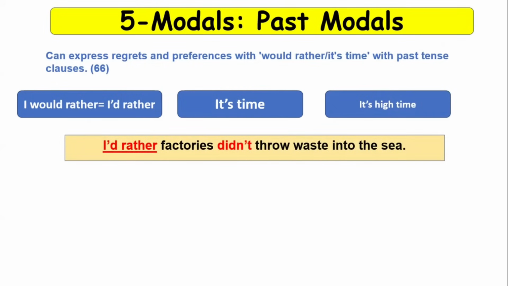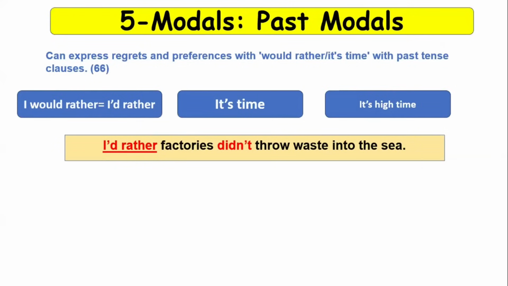Now, what do we have to notice about this one? What is the problem here? Not a problem actually, but you have to think like usually when I'm talking about something I'm hoping, which is not true, I usually use the tense in the past. So what is the truth now? Factories don't throw waste, and factories throw waste into the sea. This is the situation. What I want is for them not to do this.